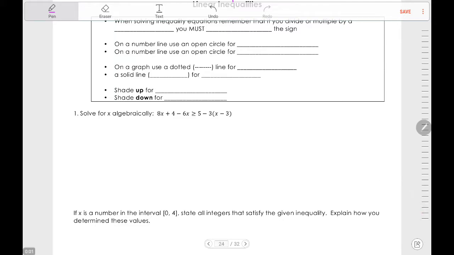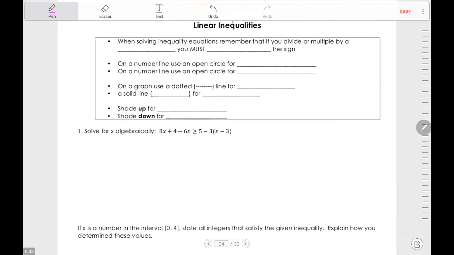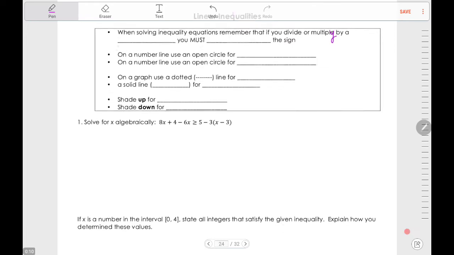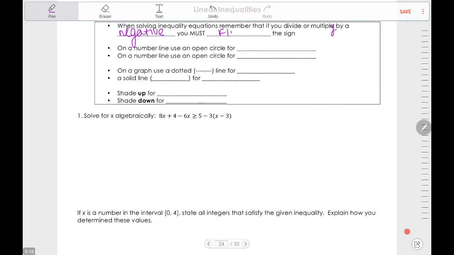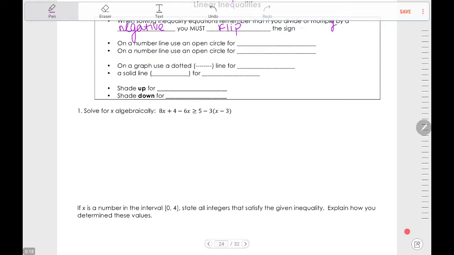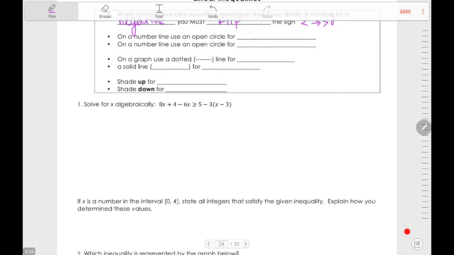Hi guys, so today we are going to talk about linear inequalities. When solving inequality equations, remember if you divide or multiply by a negative number, you must flip the inequality symbol. That means if I divide and it was a less than, it's going to change to a greater than or vice versa.